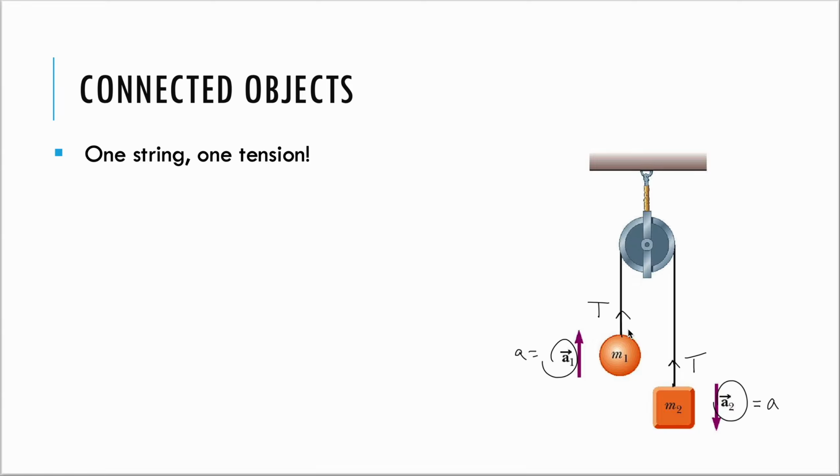When you're solving a problem with connected objects, we'll do so in a minute, you will draw a separate free body diagram for each one, but keep in mind that the tension and the acceleration is the same for each mass.